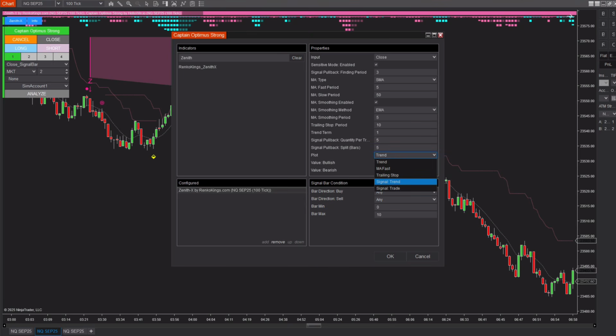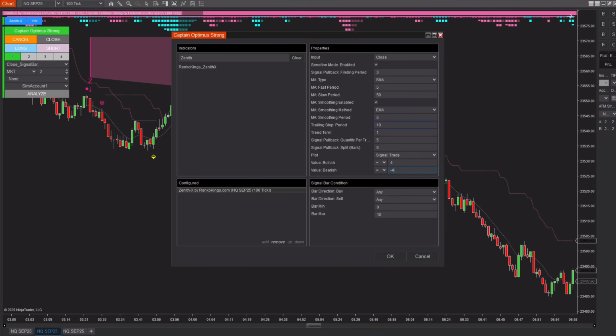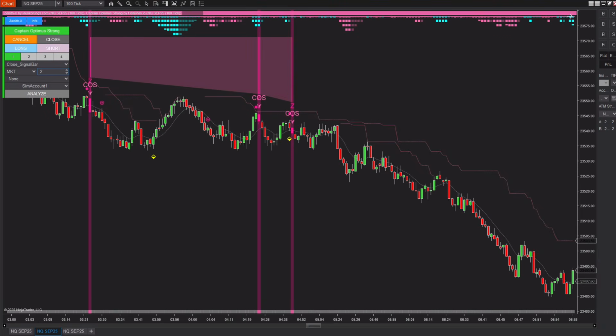Next, configure your desired Zenith X settings inside Captain Optimus Strong. Important note, the settings you apply for Zenith X within Captain must exactly match the configuration you're using on the chart. This ensures that Captain will recognize and execute trades precisely at the points where the Zenith X system actually issues signals. Keeping the settings synchronized is crucial, especially if you've customized parameters like MA periods, trend term, or signal modes. Double-check to make sure every value in Captain matches the settings on your chart.